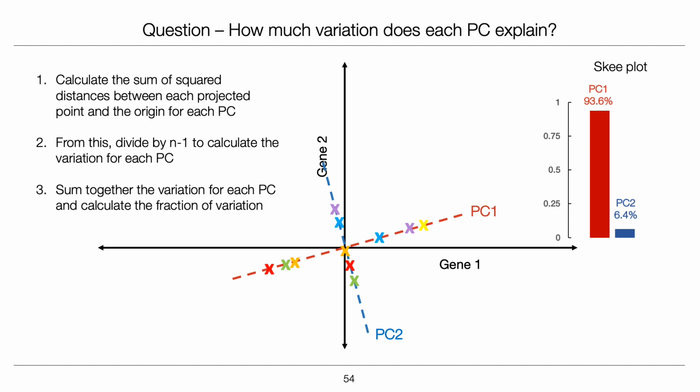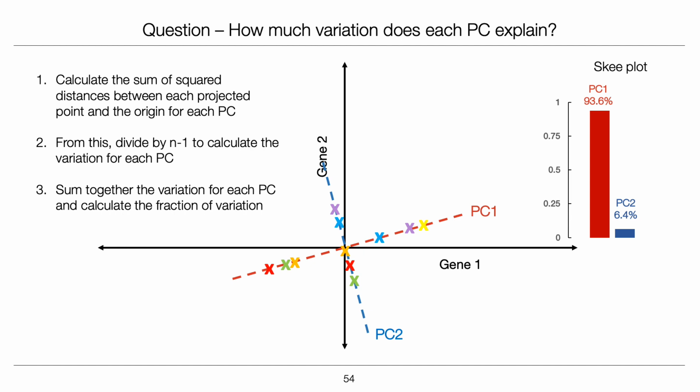To answer this question for PC1, we first calculate the sum of the squared distance between the projection of each data point and the origin for PC1. Then we divide this sum by the number of data points minus 1. We can do the same thing for PC2. We then sum together the variations for all the PCs and calculate their respective fractions.